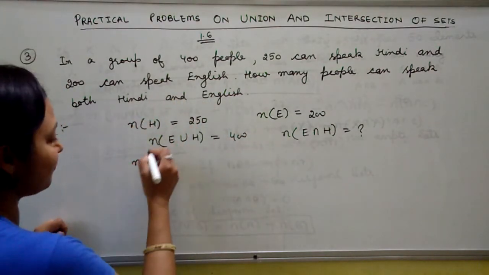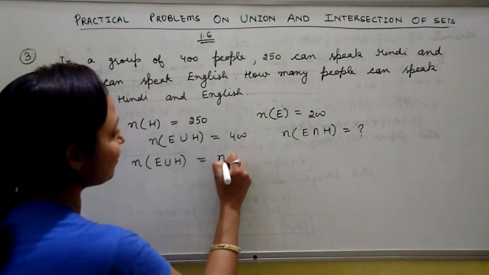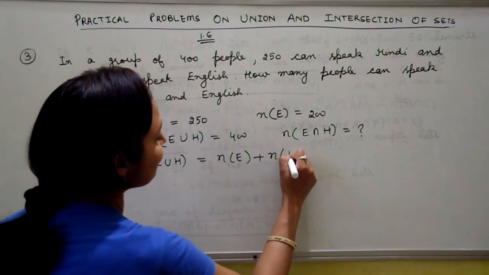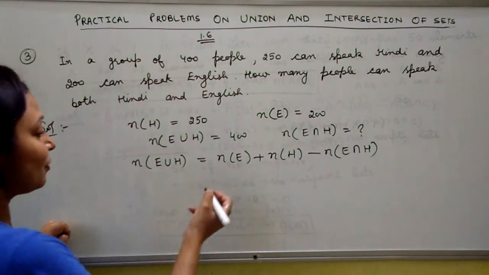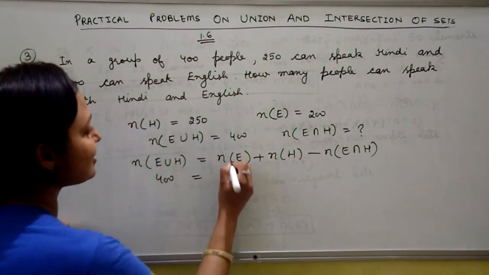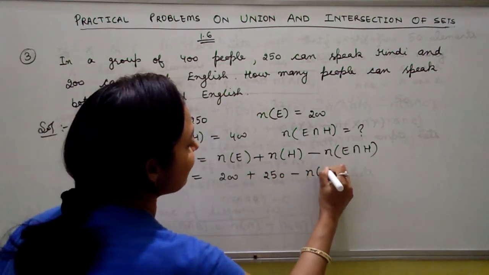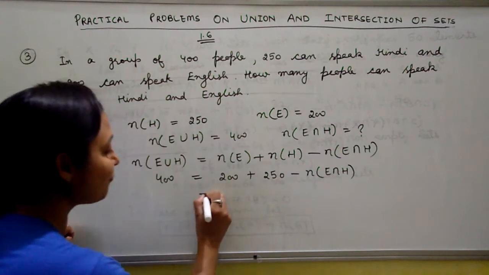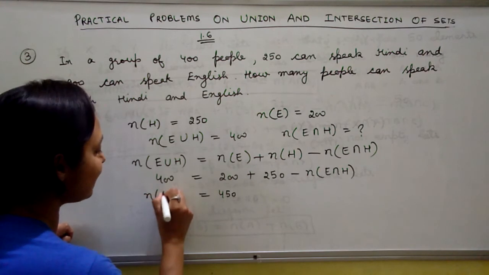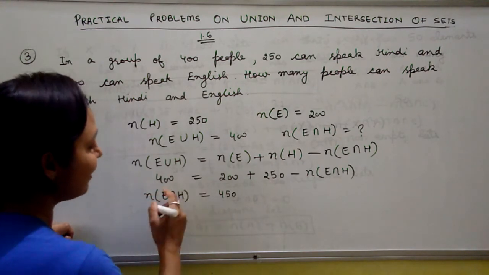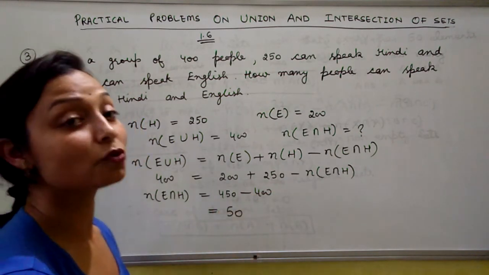So we have one formula: English union Hindi is n of English plus n of Hindi minus n of English intersection Hindi, right? Put the values: 400 equals 200 plus 250 minus n of E intersection H, right? We have 450. I will take this 400 to the right-hand side and n of E intersection H to the left-hand side. So we have 50. This is the way to solve this type of question.